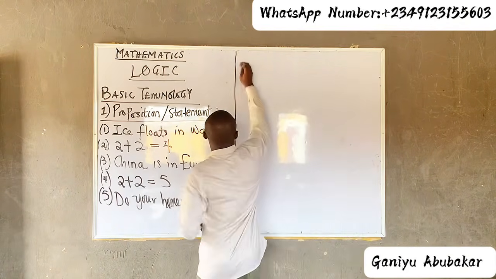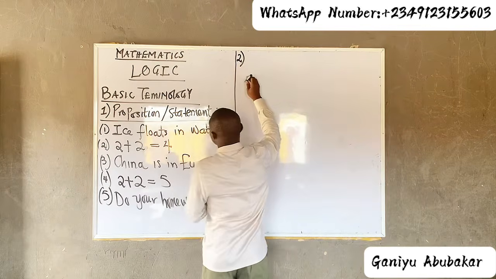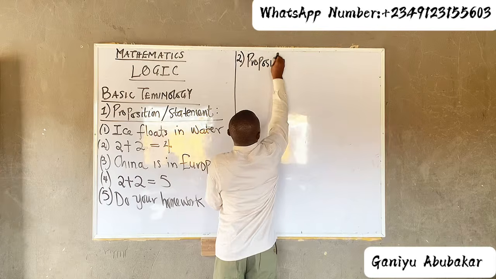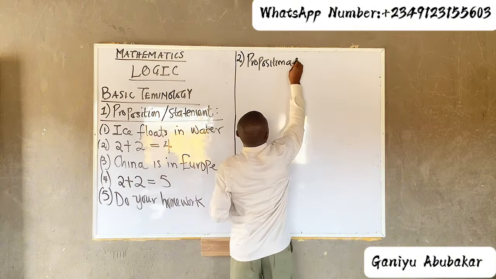The second terminology, number two, is called propositional variable.